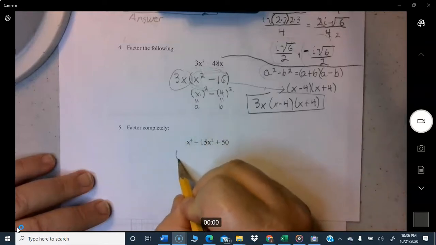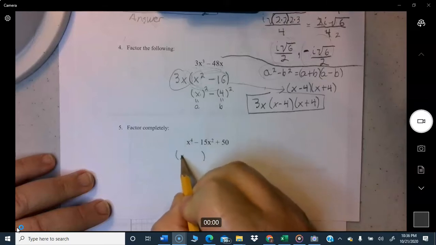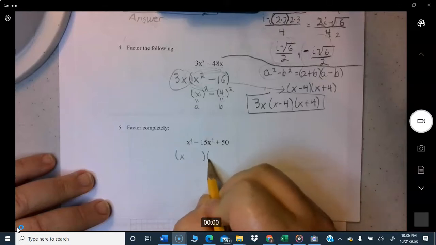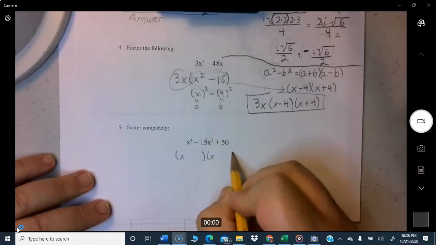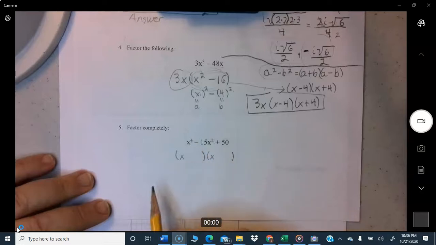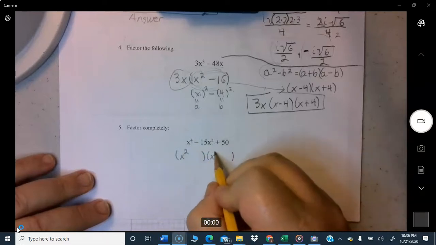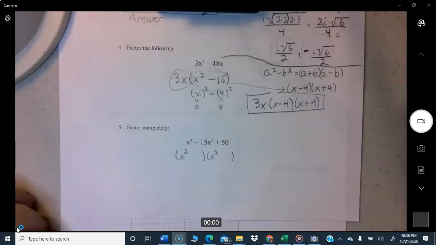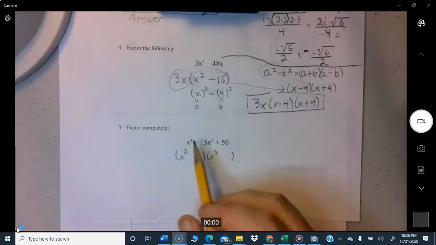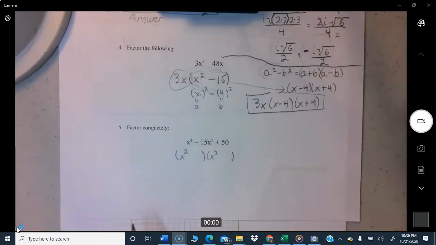And as you know, quadratics have x plus or minus something times x plus or minus something. Well, since this is an x to the 4th, it's going to be x squared plus or minus something, x squared plus or minus something, okay? It's just a pattern that you have to learn. To just look at that and figure that out by yourself, you might not have been able to do that. But now that you know this, you know it, okay?